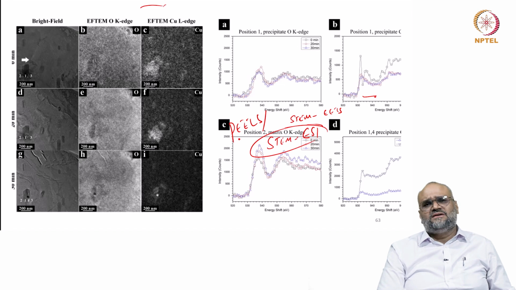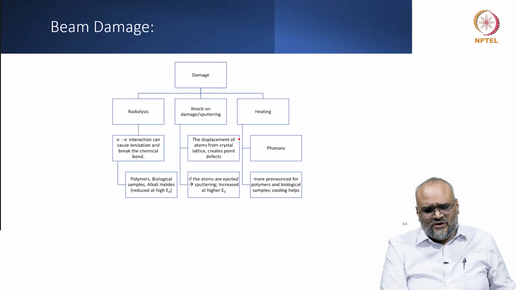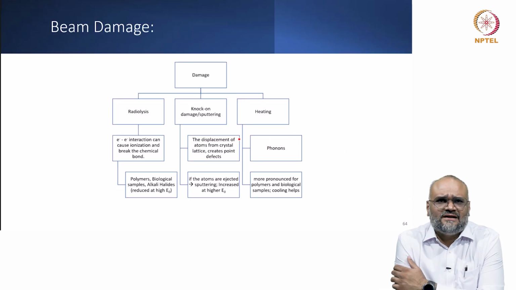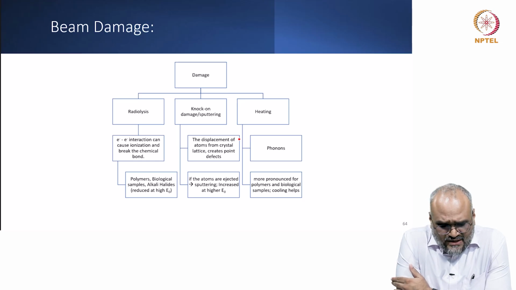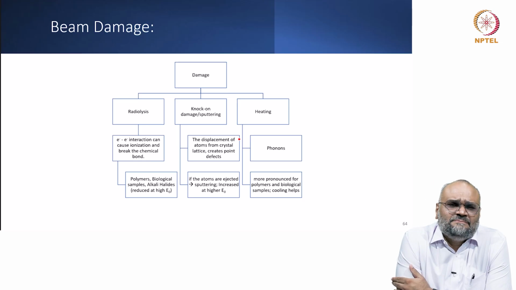So, this is about the analytical signals you get in a transmission electron microscope. And finally, before we move on to the last concept that we learned on aberration correction, we also need to refresh our memory on the damage that is caused by the electron beam.